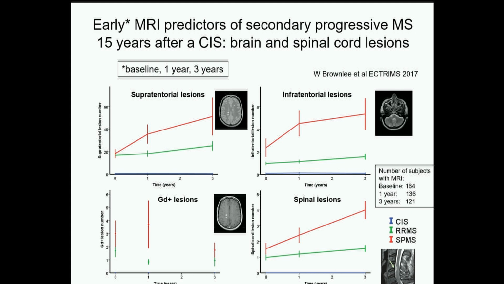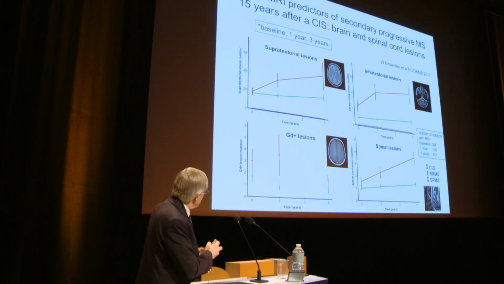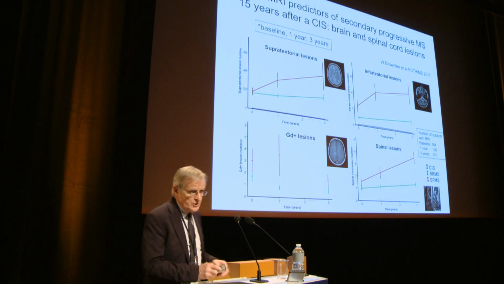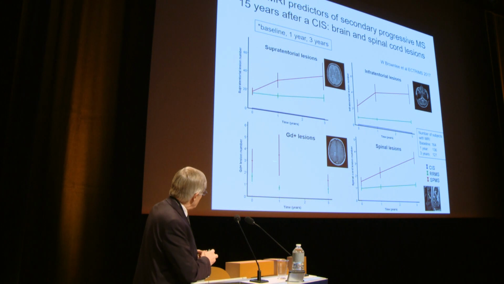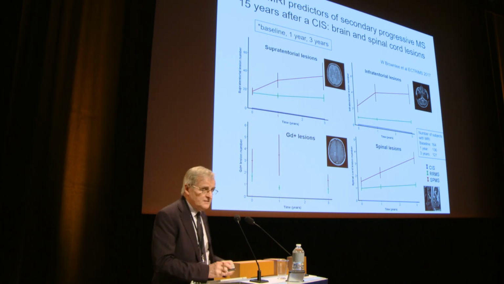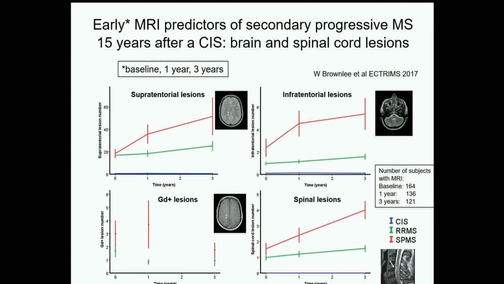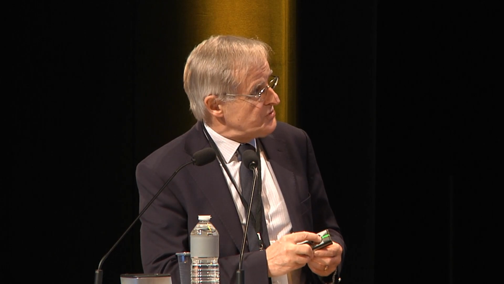So on the top left is the number of supratentorial lesions, essentially a surrogate for the total brain lesion load. And one could see that the development of secondary progressive MS is more common in those who have accumulated more lesions during the first 3 years. If we look at the bottom left, we can see also there's an association of active gadolinium-enhancing lesions, indicating blood-brain barrier breakdown with more acute inflammation. These lesions were also more common in those who evolved to secondary progressive MS after 15 years.